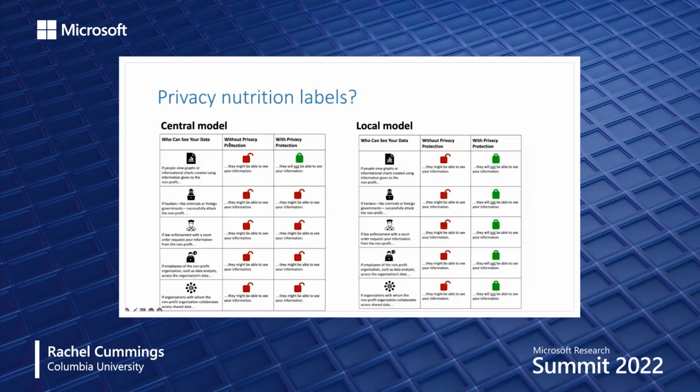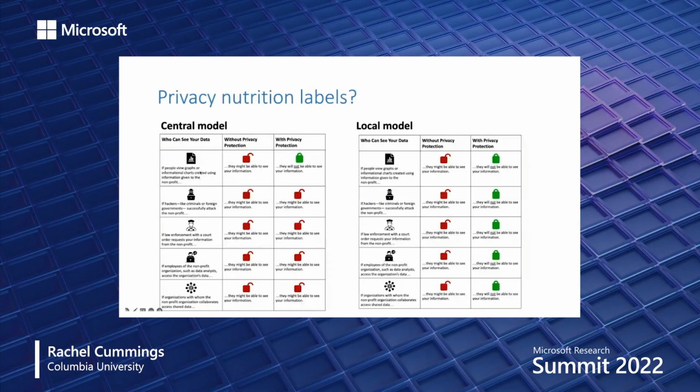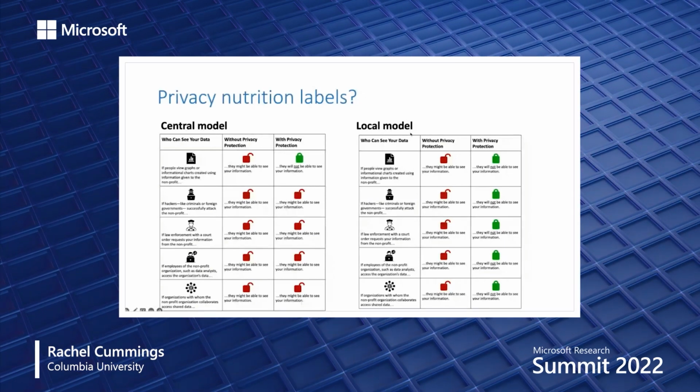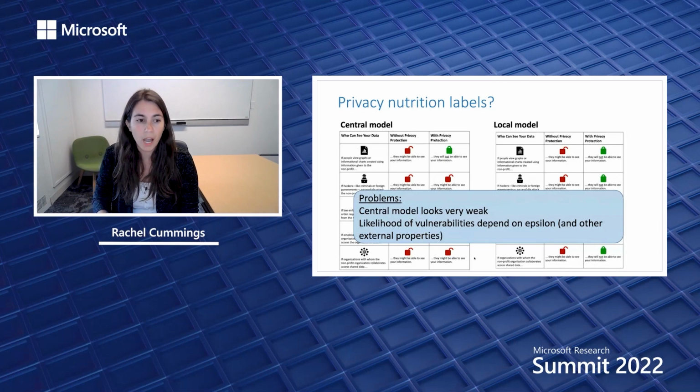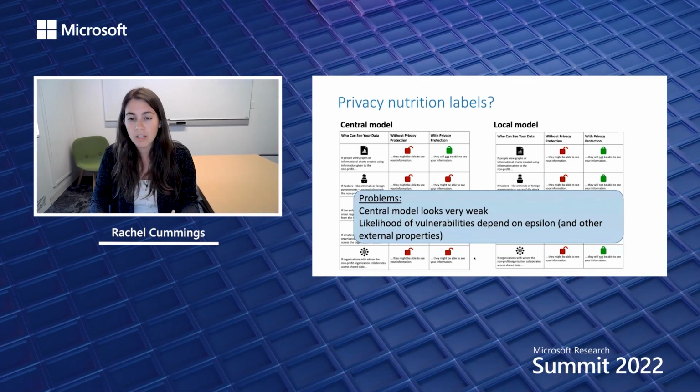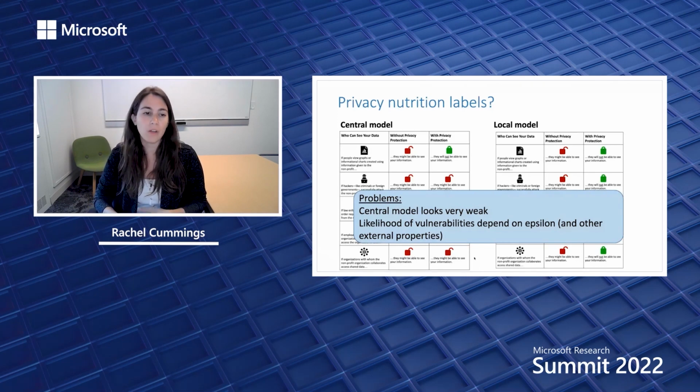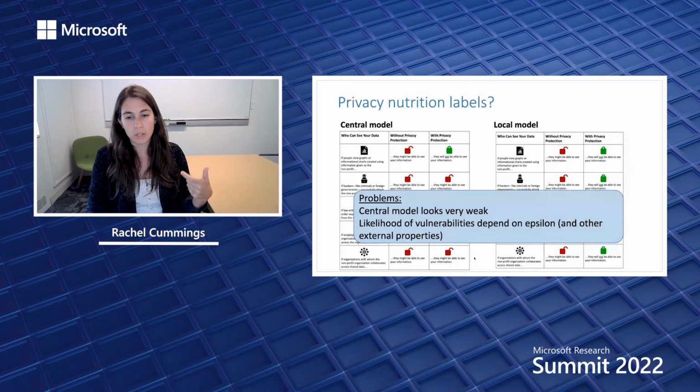We can say in the central model, you can have some things protected and some things not. And the same thing locally. However, there are a couple of drawbacks to this. One is that the central model looks very weak. It looks like there are a lot of things that are not being protected, but in fact, in reality, the actual likelihood of these attacks depends on things outside of the privacy guarantee. For example, the likelihood of a hacker doesn't depend on the differential privacy, but rather depends on the security of your storage.